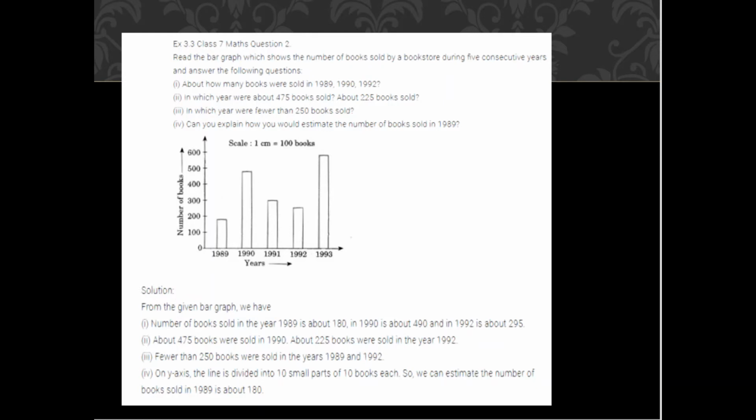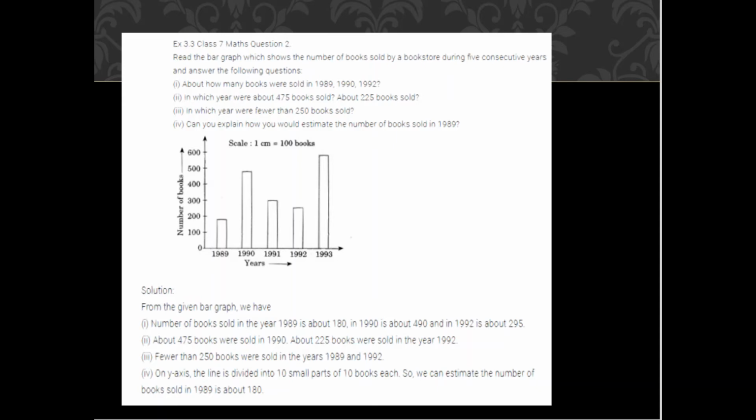Then, in which year were 475 books sold? About 225 books sold. The 475 books were sold in the year 1990. We are reading these values from the graph, and 225 books were sold in the year 1992. Then, in which year were fewer than 250 books sold? That is in the year 1989 and 1992.